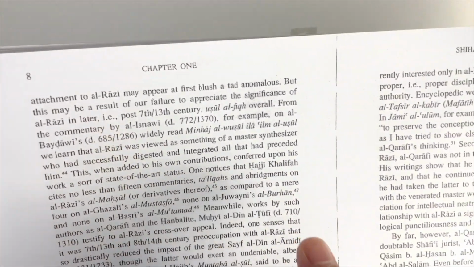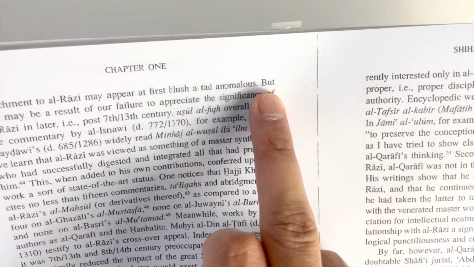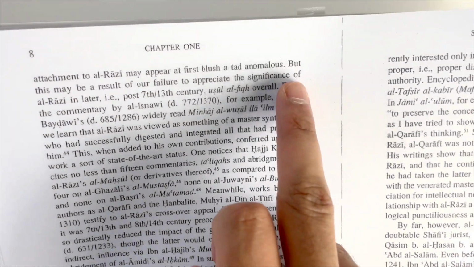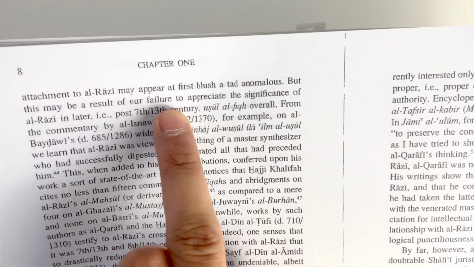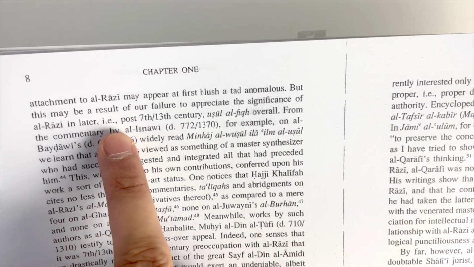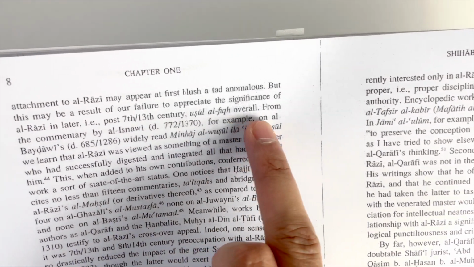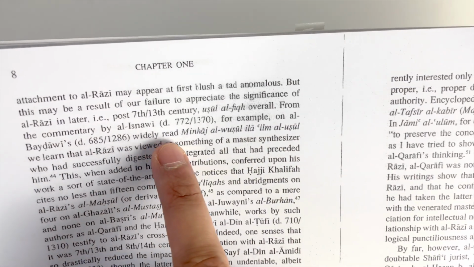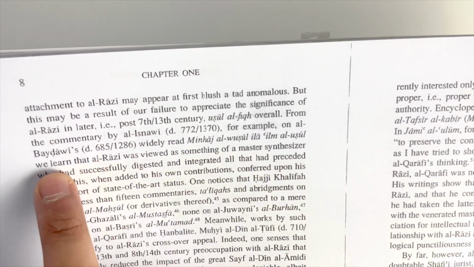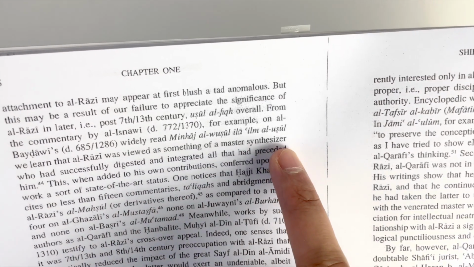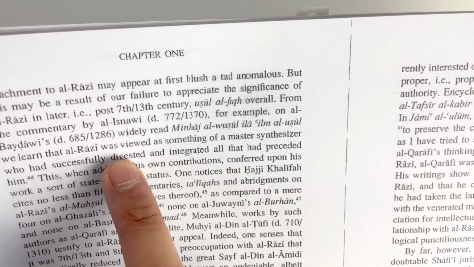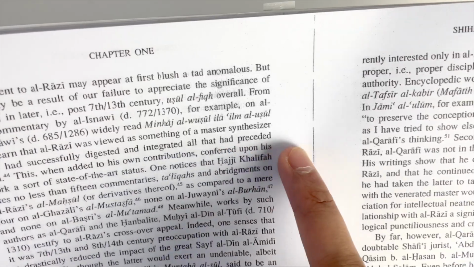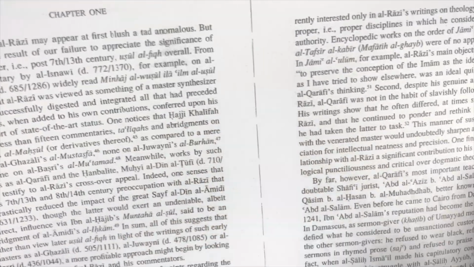But it seems like his book was the most important, Al-Razi's, more than even Al-Juwayni and Al-Ghazali's. But this may be a result of our failure to appreciate the significance of Al-Razi in later, i.e. post-7th century Usul Fiqh overall. From the comment by Al-Isnawi, for example, on Al-Baydawi's widely read Minhaj al-Wusul ila Ilm al-Usul, we learn that Al-Razi was viewed as something of a master synthesizer who had successfully digested and integrated all that had preceded him. And then he speaks more about Al-Razi.